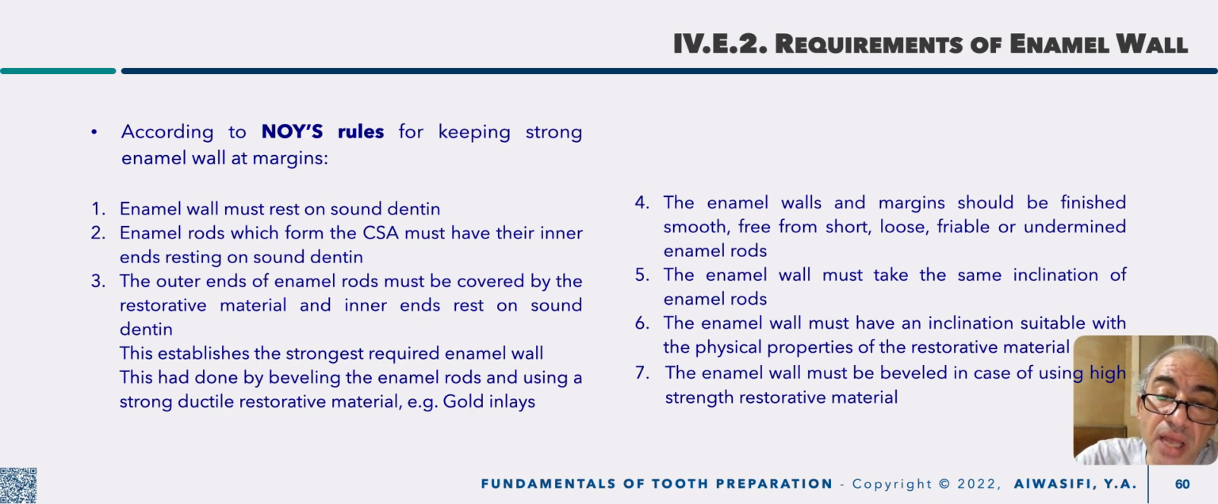Enamel wall must have an inclination suitable with the physical properties of the restorative material, as we mentioned many times, that cavo surface angle should be 90 for brittle materials and 135 for ductile materials to allow burnishing. Enamel wall must be beveled in case of using high strength restorative materials.